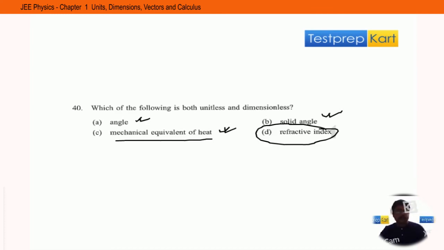So refractive index, what is refractive index? The refractive index is the ratio of the velocity of light in a vacuum to its velocity in a specified medium. So it is a ratio, and we all know a ratio does not carry any unit. The ratio does not carry any dimension. This is called refractive index. So the refractive index is unitless and dimensionless.